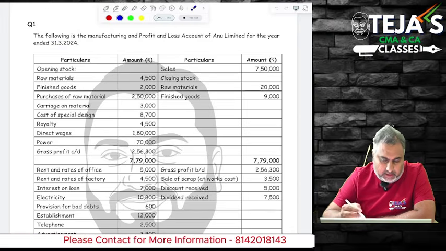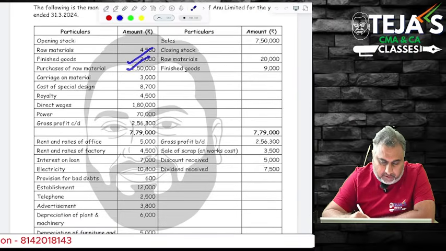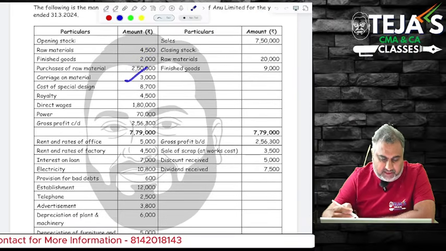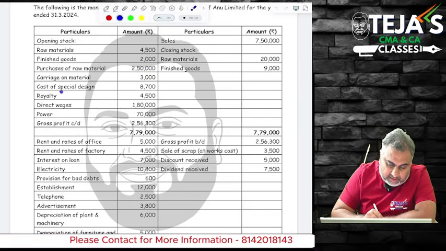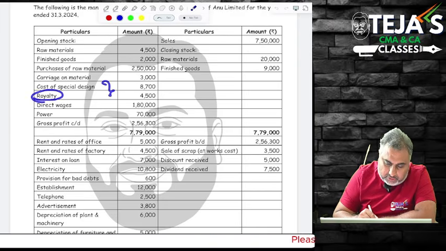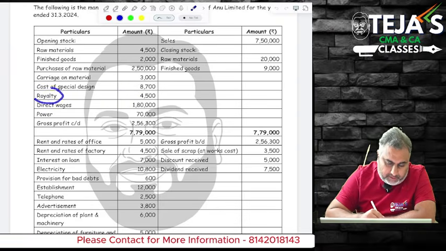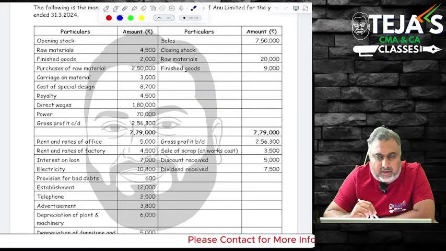The following is the manufacturing profit and loss account of Anu Limited for the year ended 31st March 2024. They are giving us opening stock of raw material, opening stock of finished goods, purchase of raw material, carriage on material, cost of special design, royalty. These two we consider as what? Direct expenses. Correct? Because without payment of royalty, are you allowed to do production?